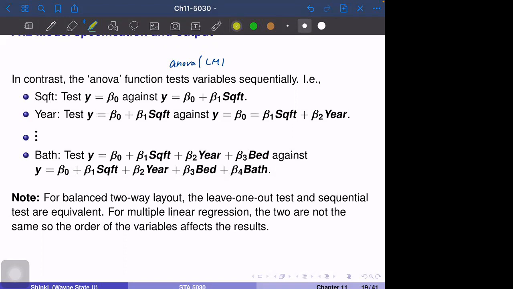With the Anova function, we compare the base model with the model with just the first variable. Then the model with the first variable against the model with 2 variables. Then 2 variables versus 3 variables, and 3 variables versus 4 variables. So sequentially, we add one more predictor. Sometimes we want to use it because at first we want to think about square footage, and we would like to see if the year has a significant effect on the price when square footage has already been considered, and so on.